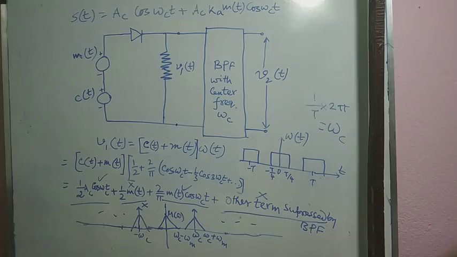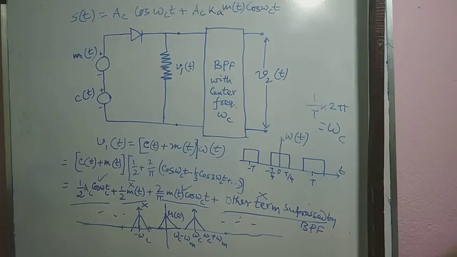With this motive, we have considered a circuit where the carrier signal and message signal are added and then passed through a diode, and voltage is taken across a resistor. The resultant signal is passed through a band pass filter, and we get the final output.